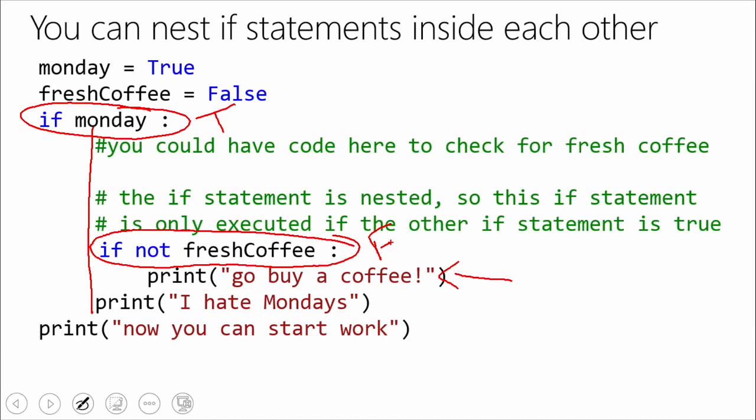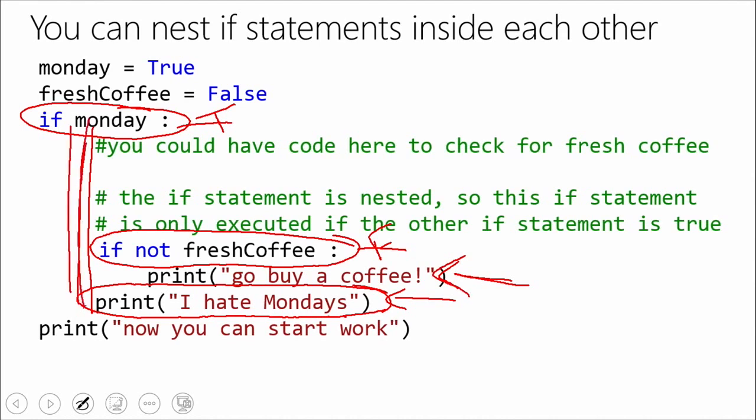You probably could have done it that way, but the biggest thing is that we also want to print that out as well, that there's something else that we want to do if it turns out that it's Monday. So if it turns out that it's Monday, we want to print out I hate Mondays. If it turns out that it's Monday and we don't have fresh coffee, then that's when we want to do that. So you're going to notice that we need to do multiple things on that top if statement.